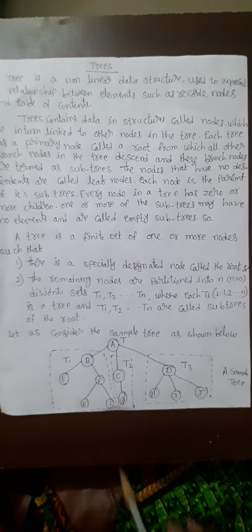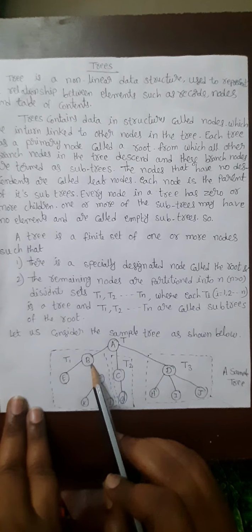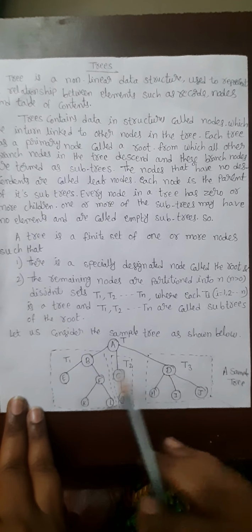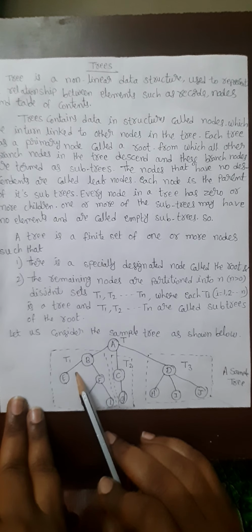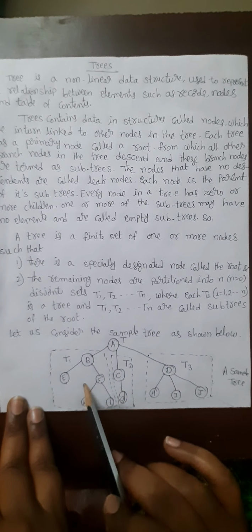See this diagram. In this, A is called the root node, and B, C, D are called the second level. In this second level, it contains the different subtrees. We can say these are called the subtrees. And here this is represented as T1, T2, T3. We can define up to n number of trees.